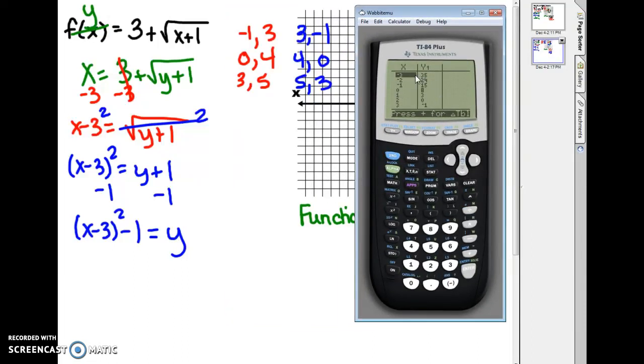Alright, we had 3, negative 1. Let's see. Yep, we still have 3, negative 1. We had 4, 0. Yep, we have 4, 0. Then we had 5, 3. Yep, we have 5, 3. So this is the correct equation. That's how I can make sure it's right. Graph it in y equals and check your points, which they are on there, so we have the right equation.